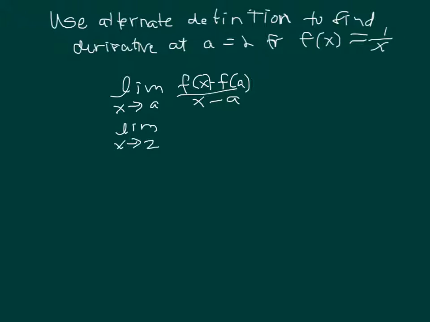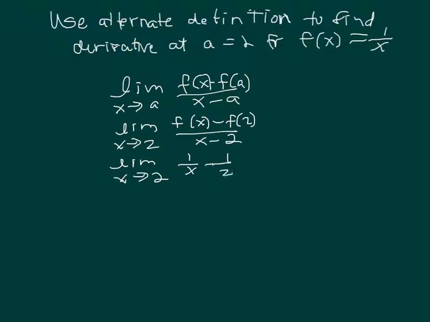Okay, now when you substitute in, you're going to be looking at f at x minus f at 2 all over x minus 2. So now I'm going to substitute that in. I'm going to get the limit as x approaches 2 of 1 over x minus 1 over 2, over x minus 2. Now I need to get a common denominator of 2x. So that's going to leave me with a numerator of 2 minus x.